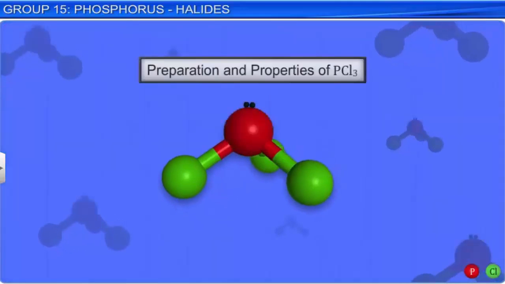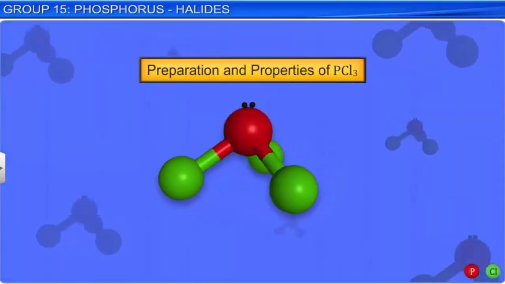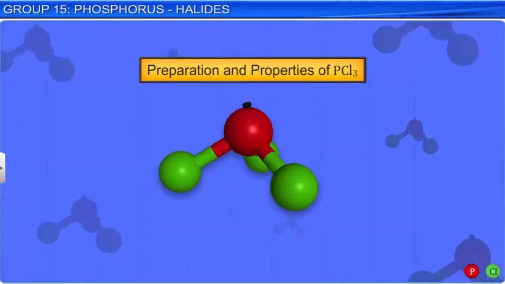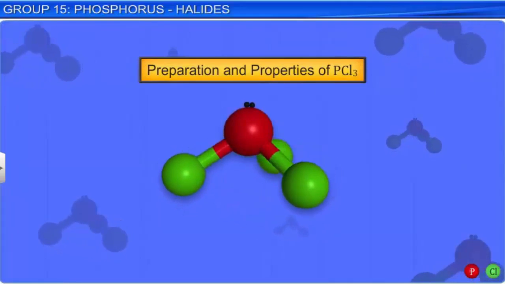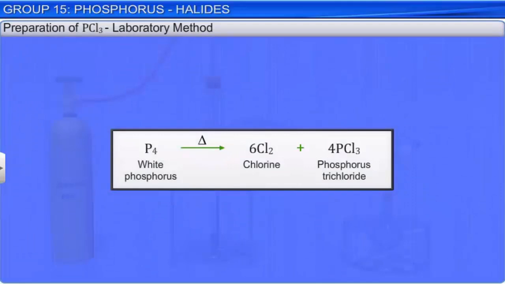Let's first study the preparation and properties of phosphorus trichloride. In the laboratory, phosphorus trichloride is prepared by heating white phosphorus in a current of dry chlorine.